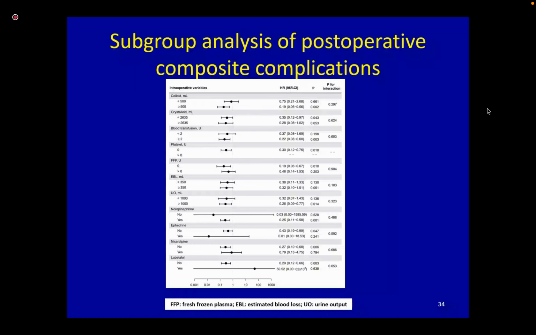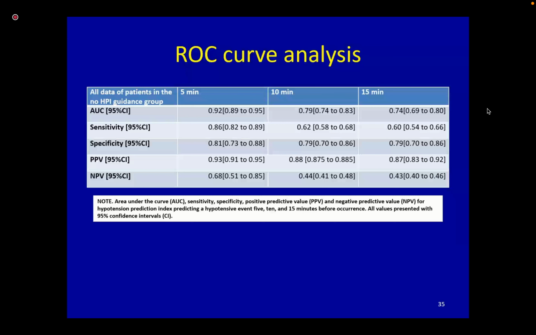Our sensitivity, specificity, and positive predictive value for predicting intraoperative hypotension 5 minutes ahead are good, ranging from 0.68 to 0.93. We also calculated the kappa between following the HPI guidance protocol and actual management. Our kappa was 0.64. This is our main finding.